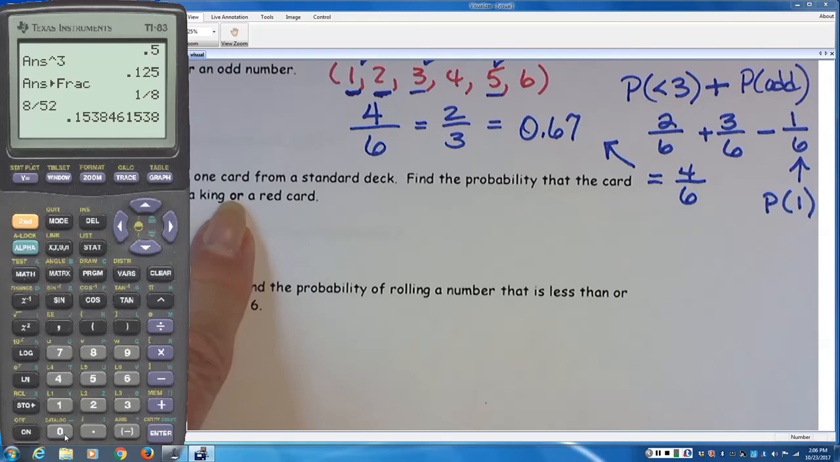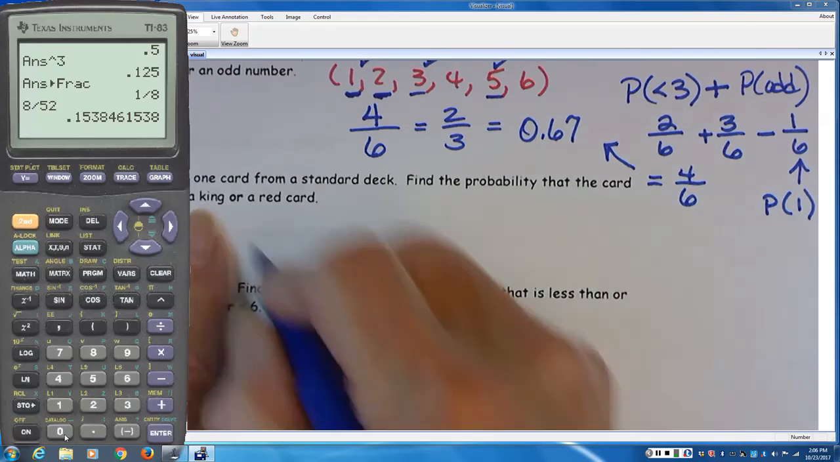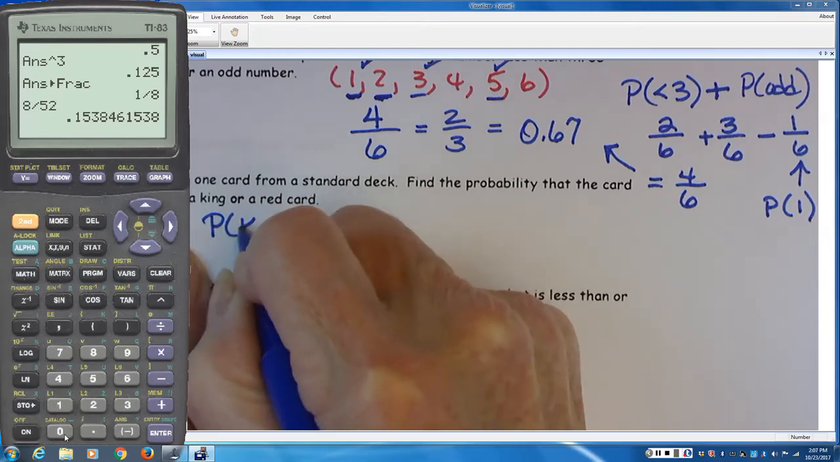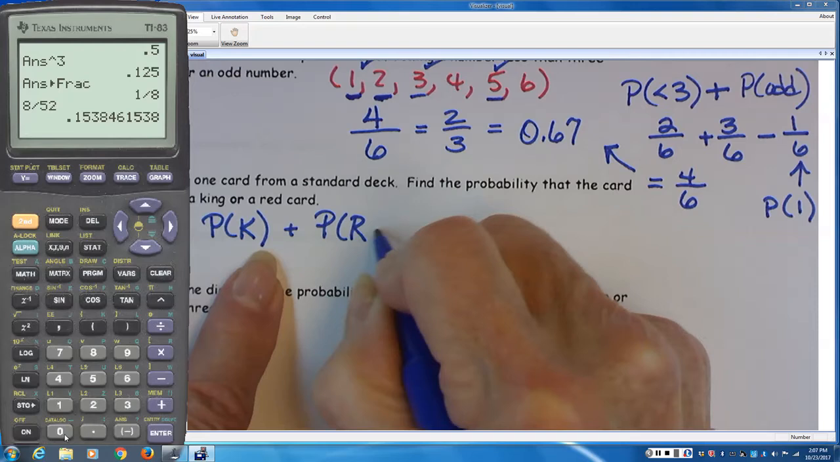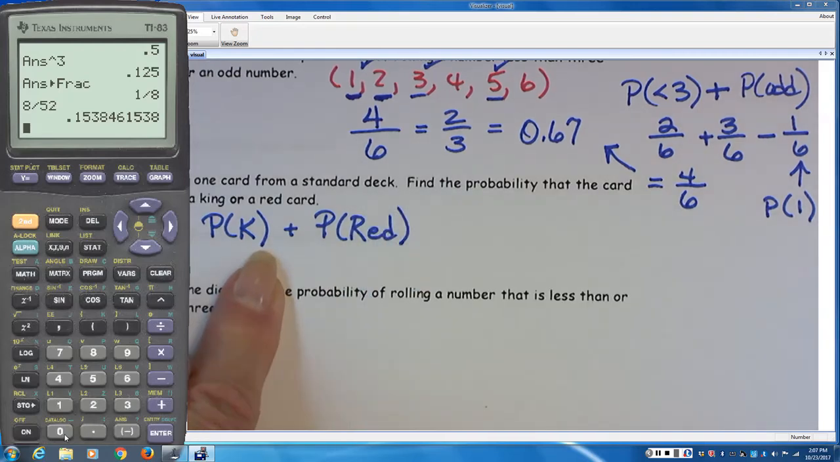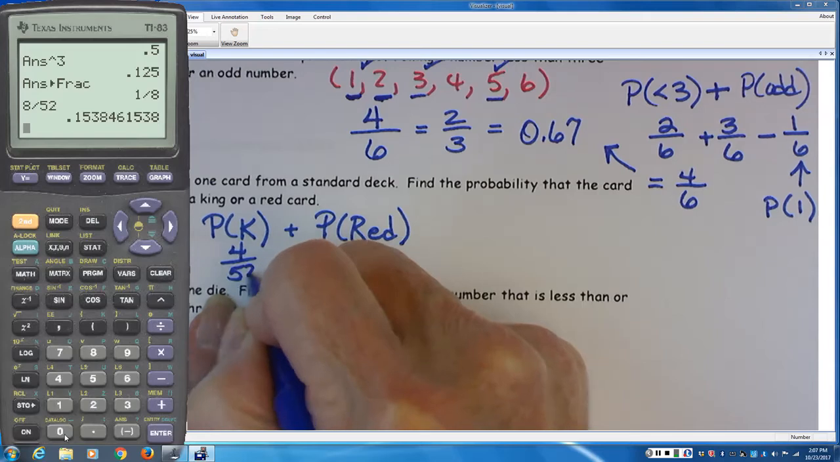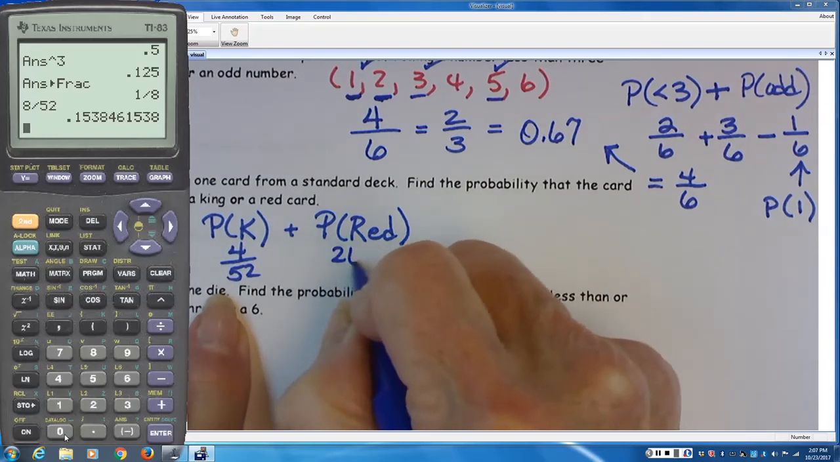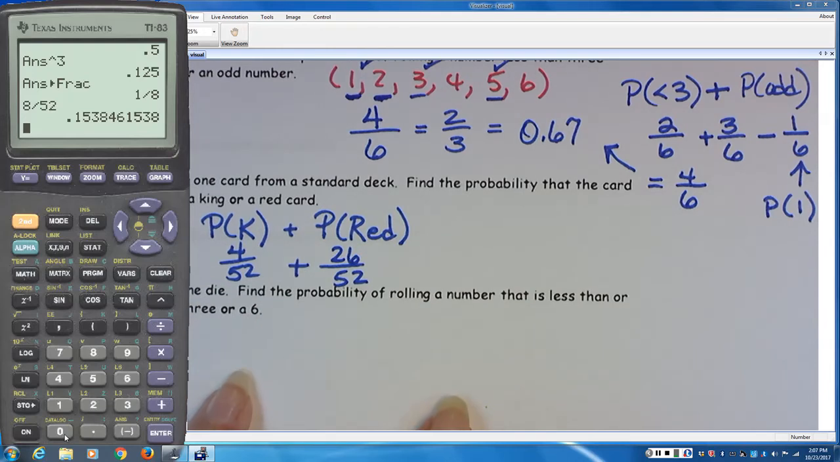You select one card from a standard deck. Find the probability the card is a king or a red card. So we need to find the probability of the king and the probability of red cards. Probability of king is 4 out of 52. Probability of red cards is 26 out of 52. Did I double count anything? I double counted the 2 red kings.